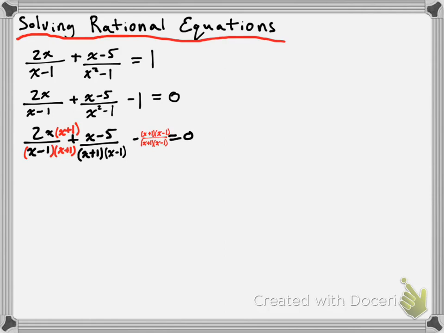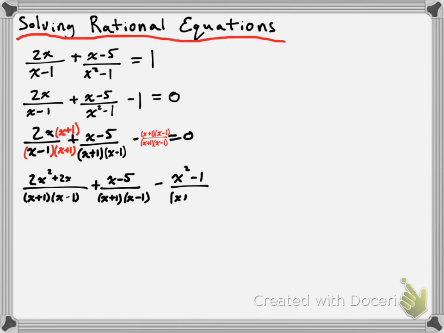So we're next going to expand out the tops so that we'll be able to simplify a little bit easier. So 2x times x plus 1, that's going to give us 2x squared plus 2x over our common denominator. Our middle rational expression isn't going to change, so plus x minus 5 over x plus 1 times x minus 1. And then when we expand it, the top of our third rational expression, x plus 1 times x minus 1, is x squared minus 1 over x plus 1 times x minus 1, and of course we have all that equal to 0.